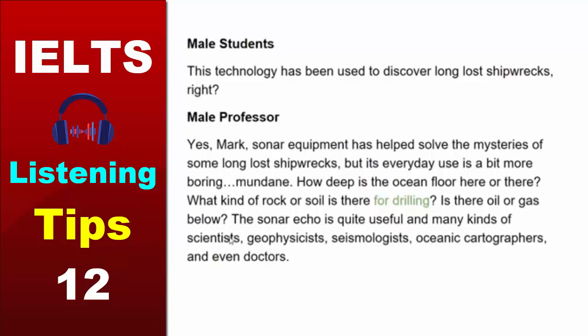the ocean floor. The second thing is listed next: what kind of rock or soil is there for drilling? Some very similar language, not even much of a paraphrase there, with the words rock or soil. And the purpose for drilling is mentioned there, and that, of course, gives us our answer for number one. And then the third thing: is there oil or gas below? So those are our three items listed there as general uses of sonar.